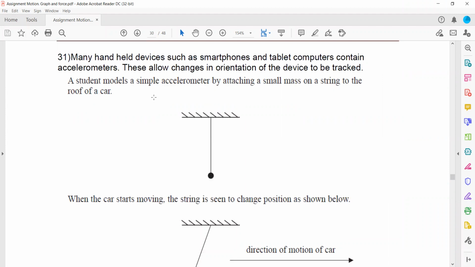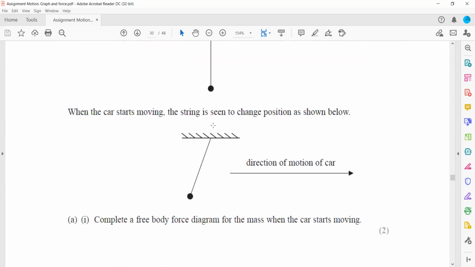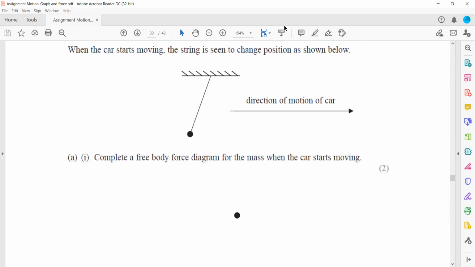So in question 31, many handheld devices such as smartphones and tablets, computers containing accelerometers. Basically, this allows changes in the orientation of the device to be tracked. The student models a simple accelerometer by attaching a small mass to a string, as you can see. When the car starts to move, the string changes its position. Complete a free body force diagram.